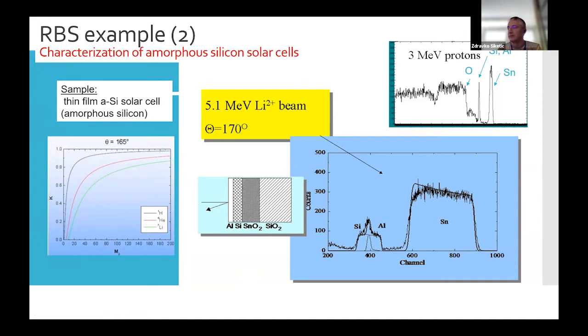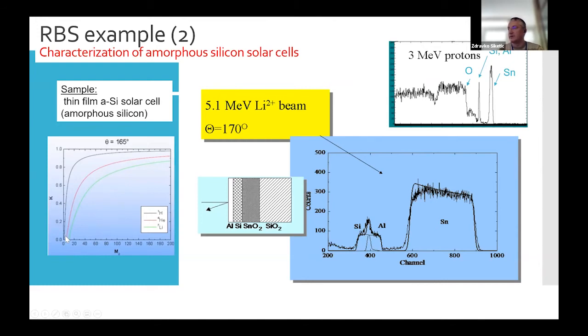So you can see that if you want to extract good information, you need to choose the right primary ion beam. For example, if you use only 3 MeV protons, the spectra will look like this. You will have a tin signal, okay, but the silicon and aluminum signals are mixed. They are overlapped because they are very close in mass, and you cannot separate them by detecting the energy of the protons. That's what you can see here in this graph. This is the kinematic factor.